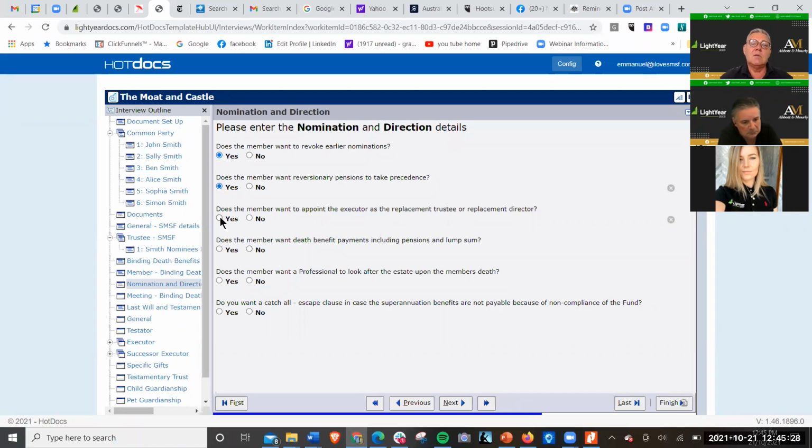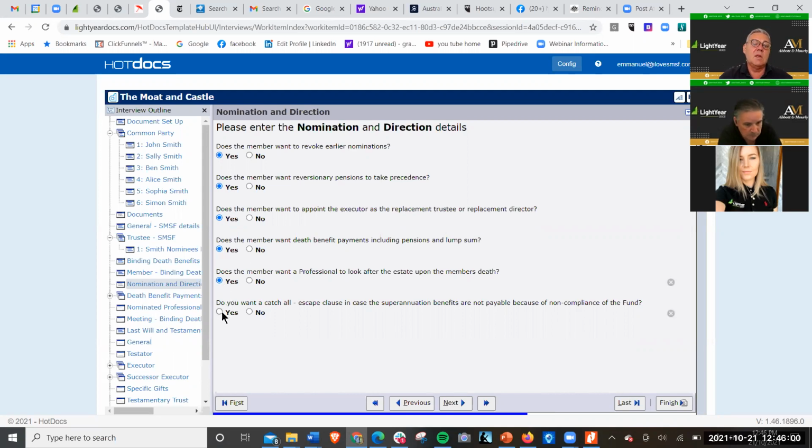Here is a replacement trustee. So if you've got that existing corporate trustee, do you want the executor of the estate to come in and become a replacement trustee or replacement director? I would say yes, because if you're using our constitution, they're the only people who can then distribute death benefits. The other directors have no vote or count in terms of distribution of death benefits. Do you want to distribute death benefits? Yes. Does the member want a professional to look after the estate?